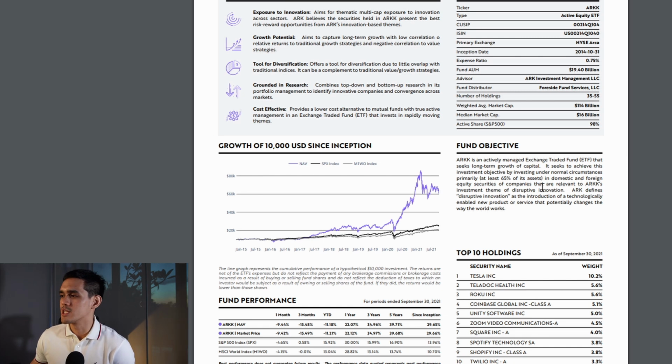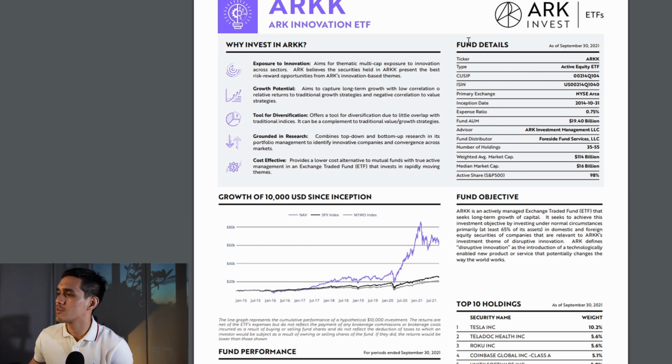Down here, when we go lower down, it also says that they invest in both domestic, which is the US, and foreign equities of companies that are relevant to ARK's investment theme of disruptive innovation. So very clearly, they say that they invest in companies who are going to innovate and they're going to disrupt the industry when they do so. So that's pretty much the fund objective. Most fund fact sheets have this. The next thing that we want to look for is the fund details. So they tell you here, I think one of the most important things to look out for is the expense ratio.